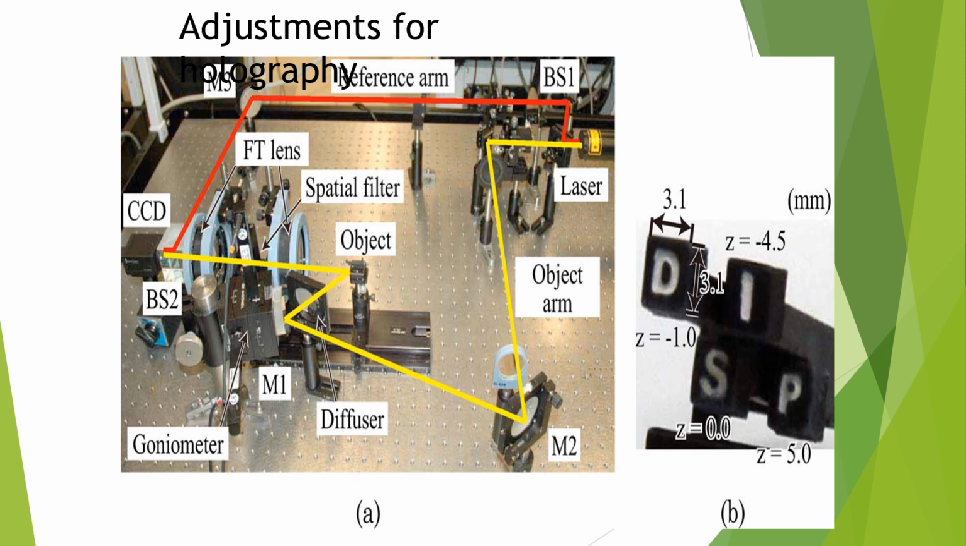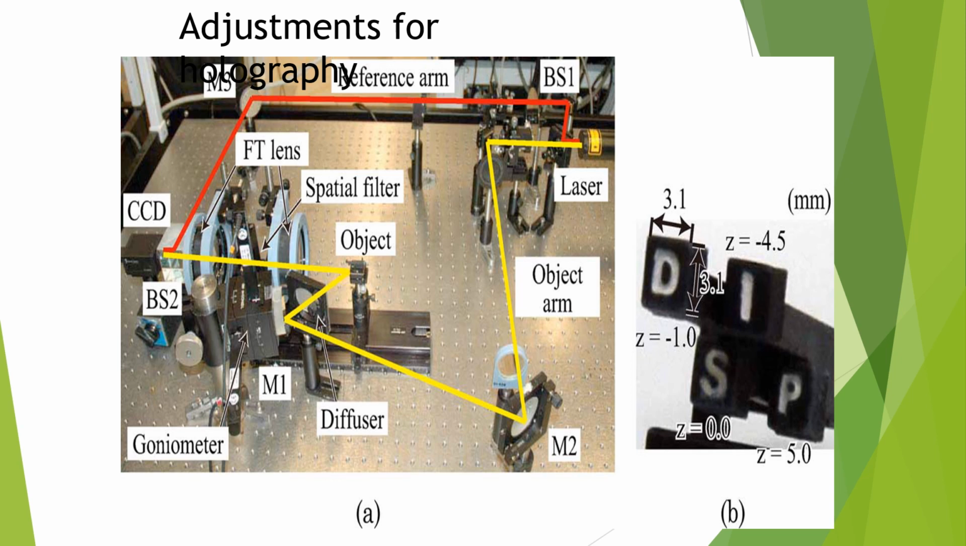We can see this arrangement better in this diagram. This is the basic diagram. You can see the object is placed here, and laser light is given from that source. From the right side in the corner, you can see it emits two lights. One is red, the other is yellow. The red light goes to the mirror, and the yellow comes to the mirror M2. This is then reflected to the object, and that red light again comes here and reaches the place where the photographic plate is placed.